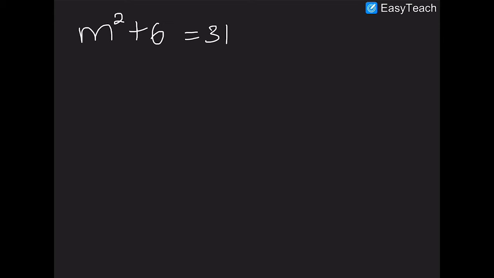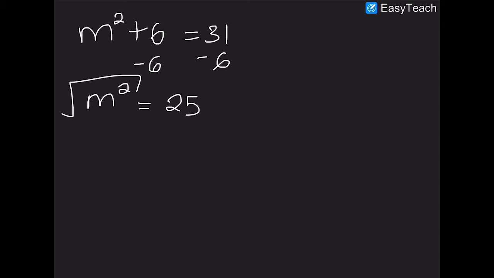If we have m squared plus 6 equals 31, how are we going to solve this using the square roots method? We are simply going to try and isolate m. It's almost like algebra, right? So we're going to take away 6 from both sides. We're going to be left with m squared equals 25. And now we're going to square root both sides.